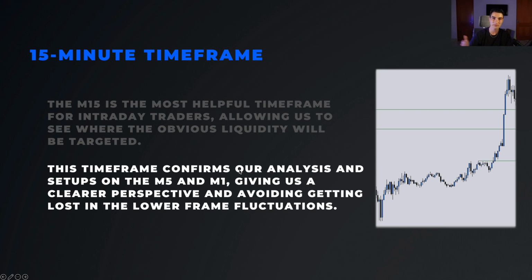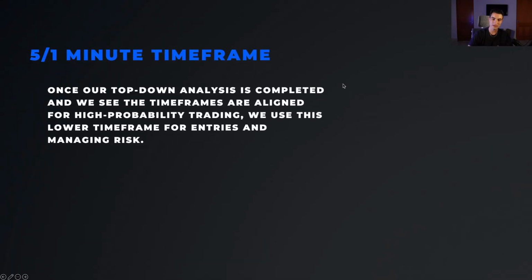So many times when I'm in a 1-minute trade, I'm in a 5-minute time frame trade, I'm using the 15-minute to manage it. Because again, as long as everything's bullish on the 15-minute, then I'm staying with the bias that I'm looking for, right? And this is how you avoid being a pattern trader and again, getting lost in intraday price action. And then from the 15-minute, we then work down to our 5 and 1-minute, right? So once our top-down analysis is completed and we see the timeframes are aligned for high probability trading, we use the lower timeframes for entries and managing risk.